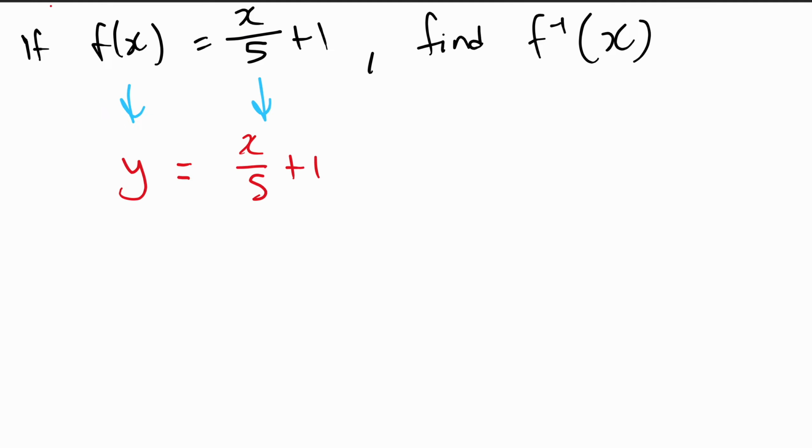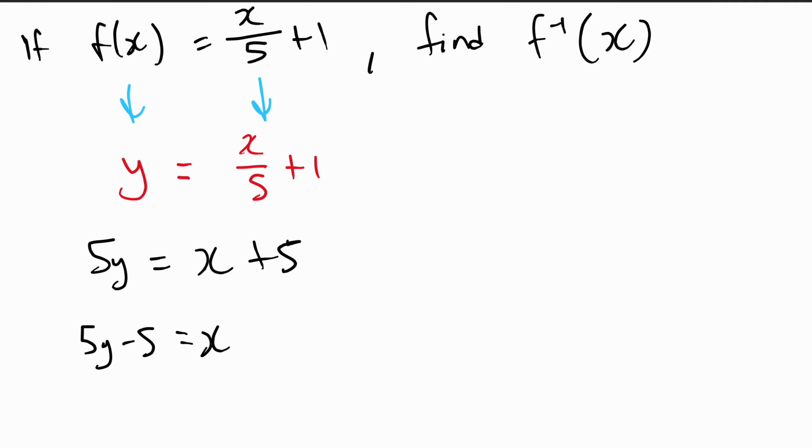Then all we have to do is make x the subject. How do we do that? We're going to multiply both sides by 5. It's going to become 5y is equal to x plus 5. We've multiplied everything by the number 5. Then we can minus 5 on both sides to become 5y minus 5 is equal to x. And that's it, 5y minus 5. But there's one more thing. We can factorize this out: 5 times y minus 1, right?